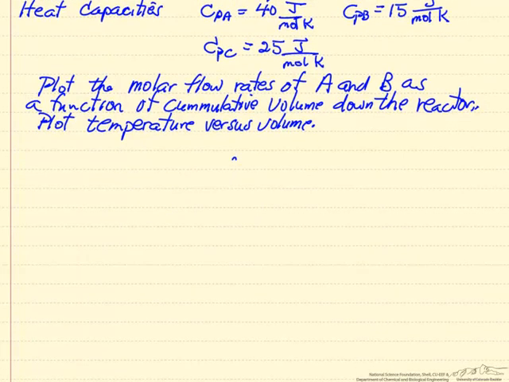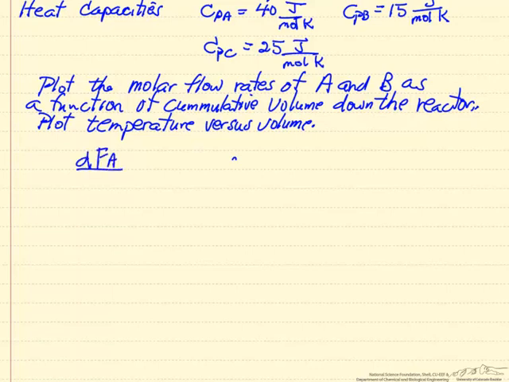So what we're going to write is mass balances and an energy balance for the system, and then we're going to account for the volumetric flow rate change due to the mole change and the temperature change using the ideal gas law. So the first part is the mass balance.